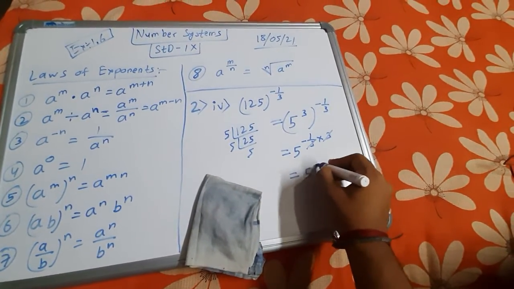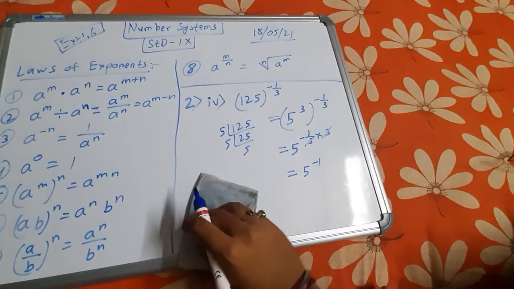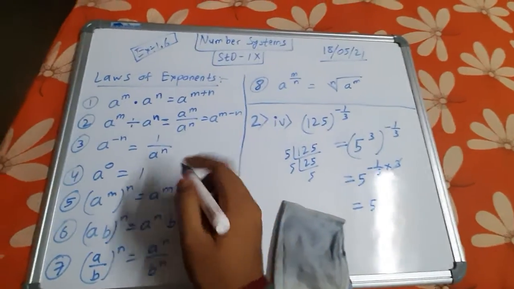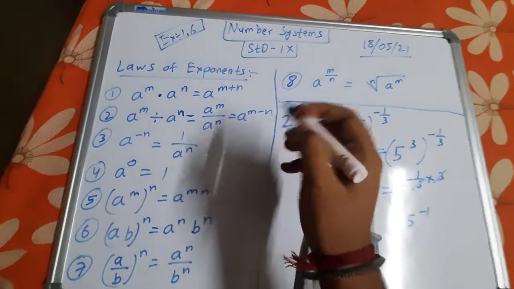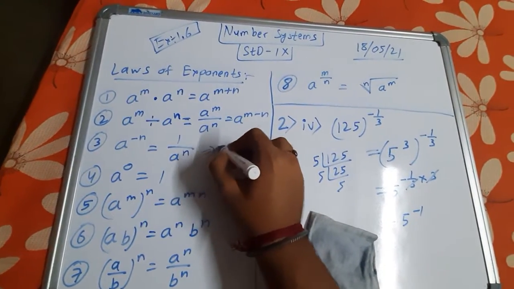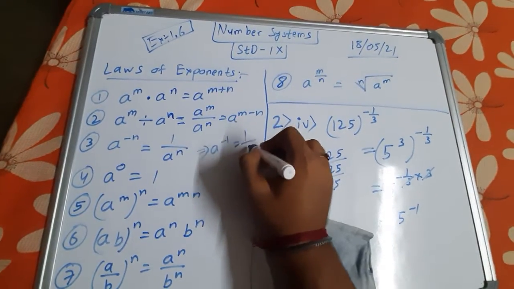So 5 to the power minus 1, okay. 5 to the power minus 1 is the answer. Now still it's not the answer. See, over here there is formula number 3, a to the power minus n equal to 1 by a to the power n. So from here I can say that a to the power minus 1 equal to 1 by a to the power 1, that means 1 by a.